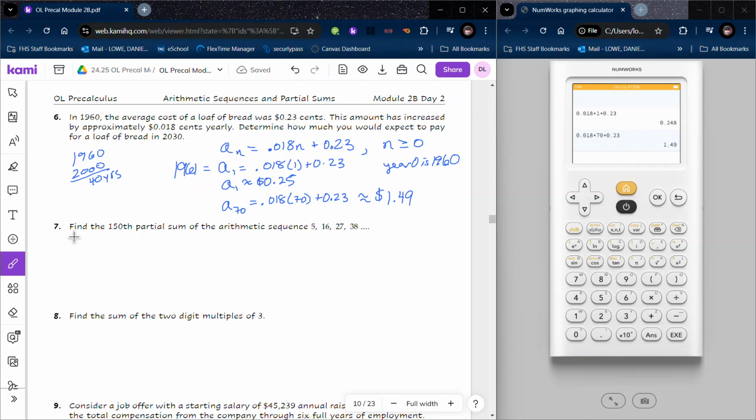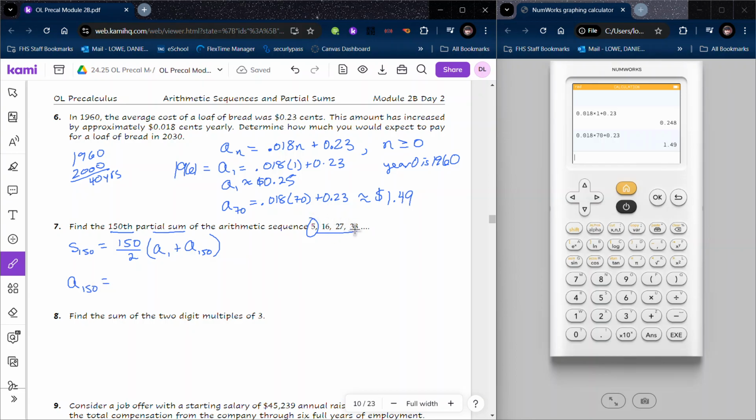Okay. Next we're asked for the 150th partial sum of the arithmetic sequence. What does that mean? It means I want the sum of the first 150 terms. How am I going to find that? I'm going to take the number of terms divided by 2, and multiply it by my first term plus my last term. I know my first term is 5. I have to figure out the last term. What's a sub 150?